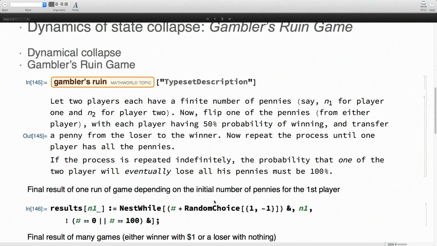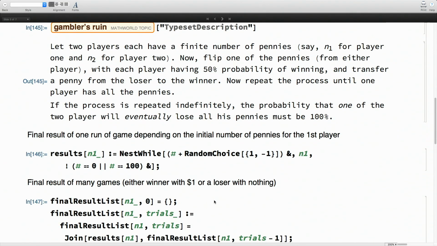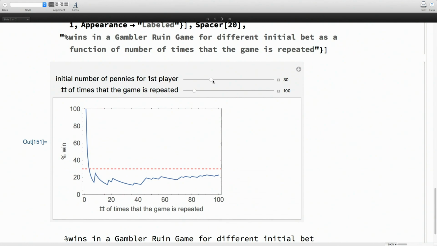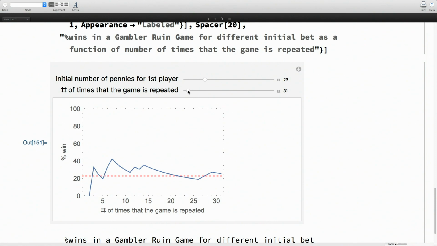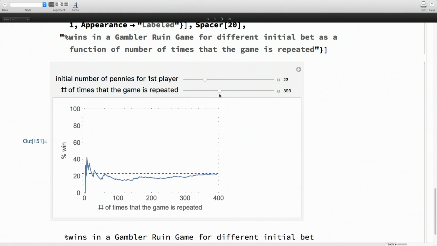At the beginning, let's say I have 10 pennies, you have 90, and at the end, one of us has zero, the other one 100. If we repeat this game many times, the probability of winning or losing is proportional to the initial stack. Let me show you a simple simulation. For example, me as a player, I put 23 pennies and we start playing. What you see here is the probability of me winning that game after repeating it 31 times. And if I increase the number of times that we play, you see the probability of winning approaches my initial stack. So if I put 23 pennies, the probability of me winning is 23%.